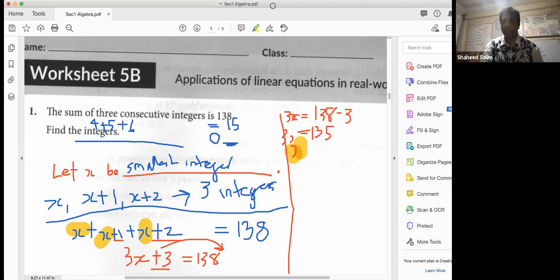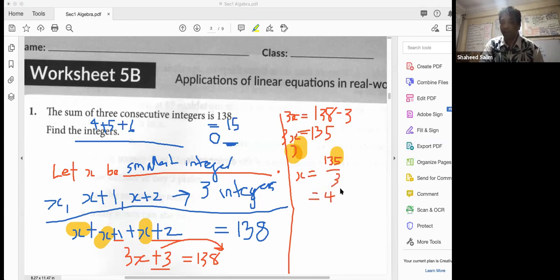Hold on. Okay, 3x equals 135. x equals 135 divided by 3, which you get 45, I think. Okay, here it says 45, so let us see whether it's correct. So down here you get 45. So what is 45? Let us go.